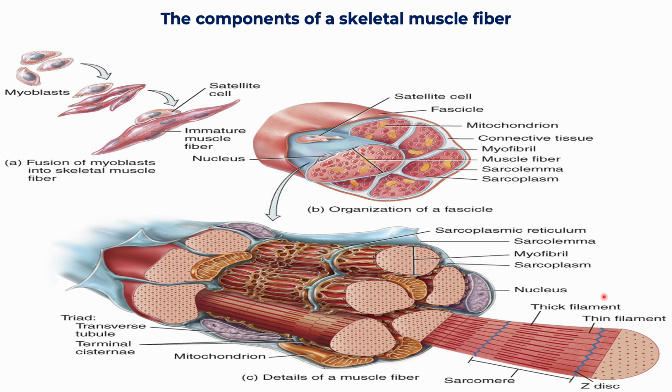So when you look over here, what we see is one Z disc, another Z disc. So the area between the Z discs is what we refer to as a sarcomere. And then within the sarcomere, we will see our thick as well as thin filaments.